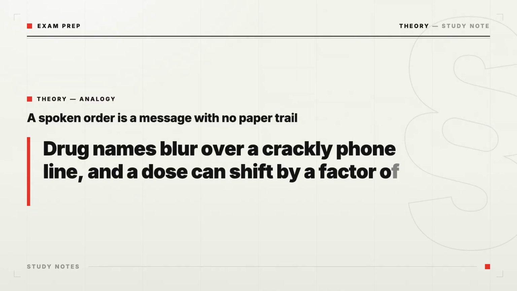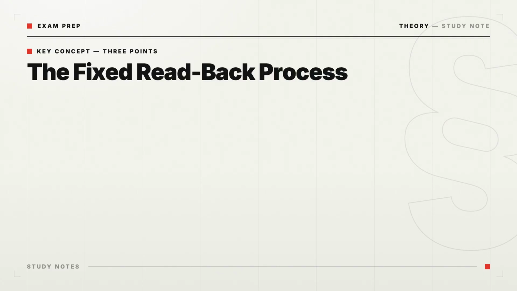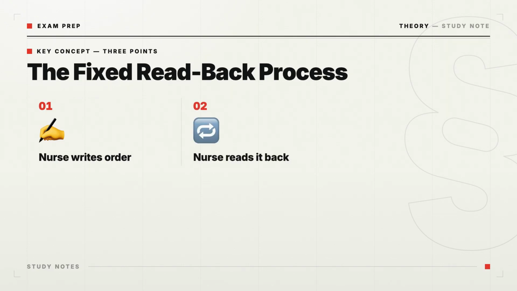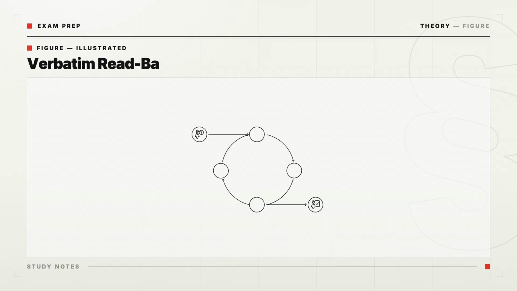There's no written source to double-check because the nurse is creating the record from what she heard. That single spoken exchange is the moment an error either gets caught or gets locked in. The process has a fixed shape. First, the nurse writes the order exactly as given, then reads it back word for word, including drug name, dose, route, frequency, and special instructions. And only after the provider confirms does the order become active.